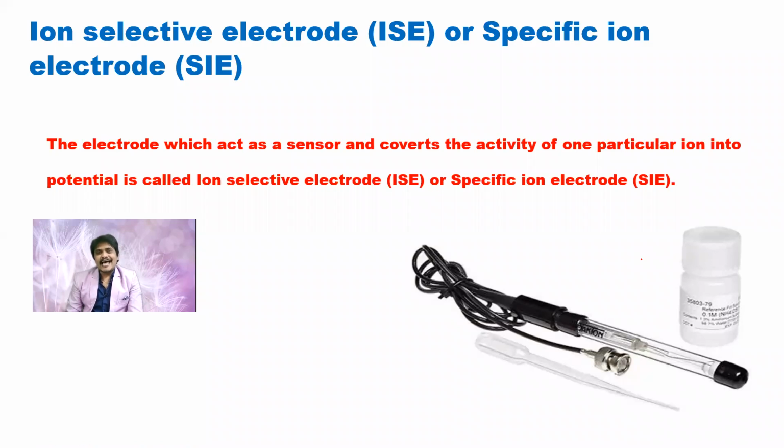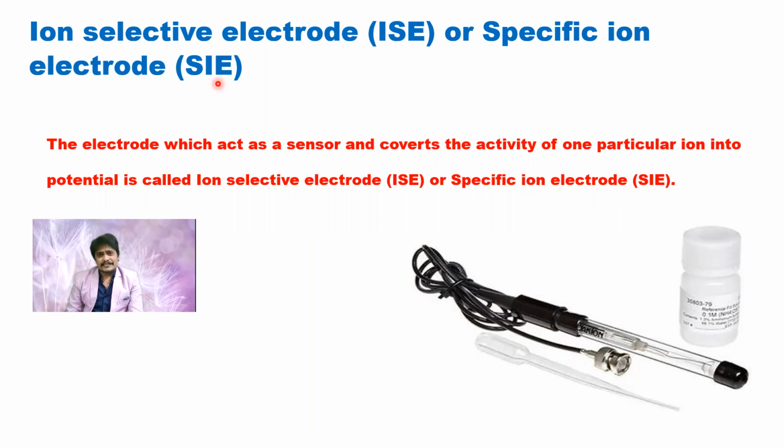Hi students, as a part of electrochemistry, to be more precise, as a part of reference electrodes, today I am going to explain one of the reference electrodes. The reference electrode about which I am going to explain today is the ion-selective electrode, which can be abbreviated as ISE, or it is also called the specific ion electrode, that is SIE.